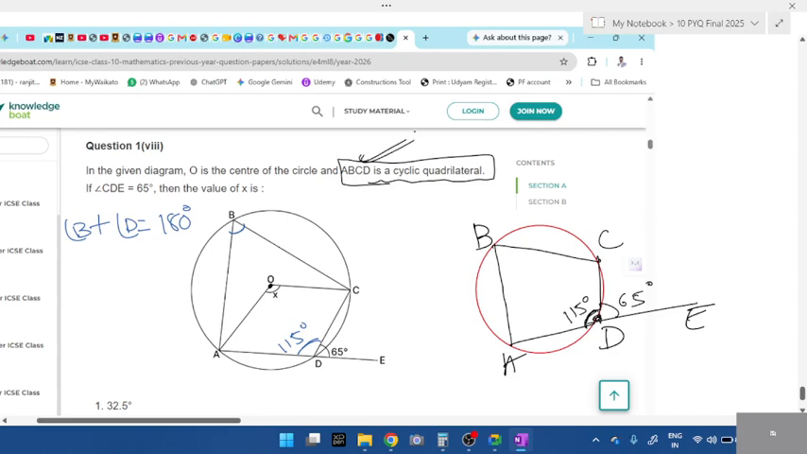So ADCO is not cyclic. Don't get confused. ADCO is not cyclic. It's a normal quadrilateral. All of it? Yes, 130 degrees. So you can use exterior angle is equal to interior opposite angle. B is 65 degrees. If this is 65 degrees, the angle formed at the center is twice the angle formed on the circumference. What's the answer?